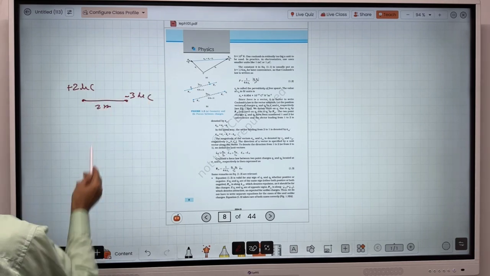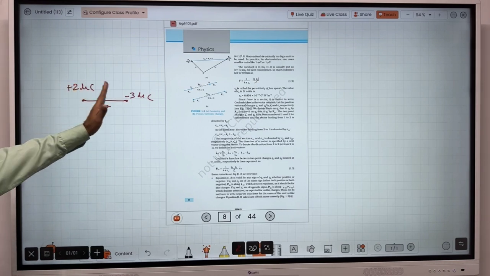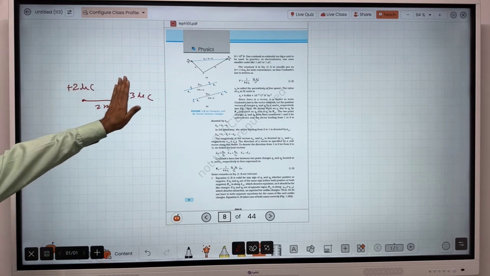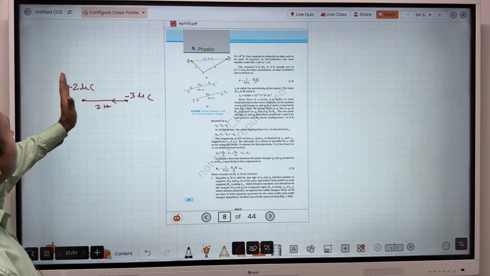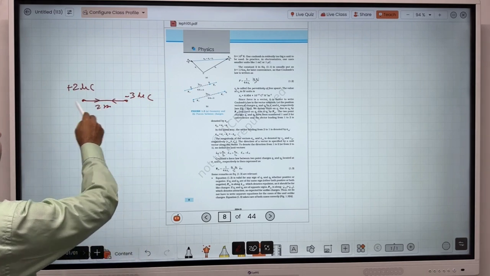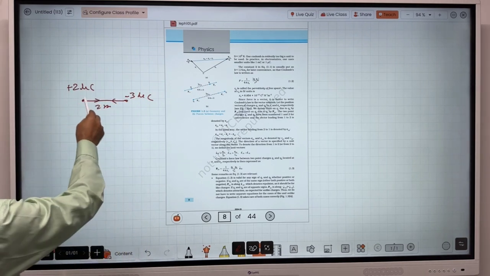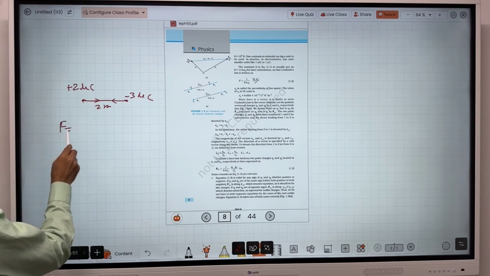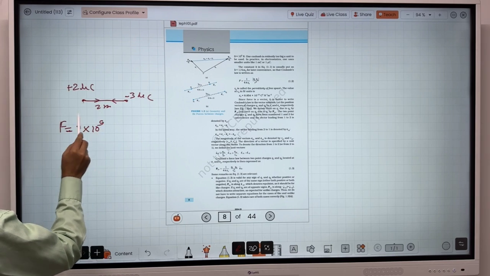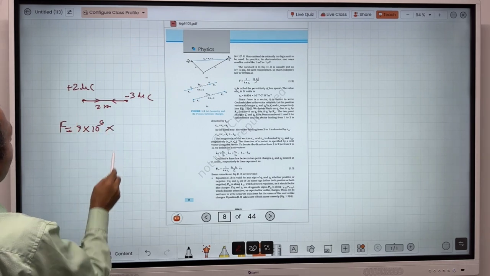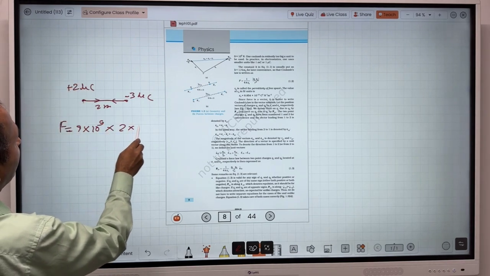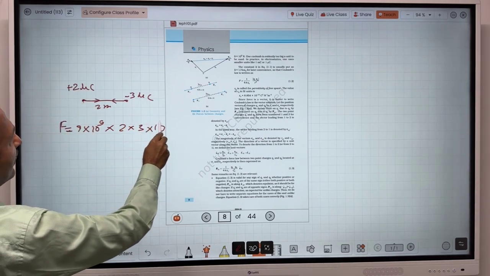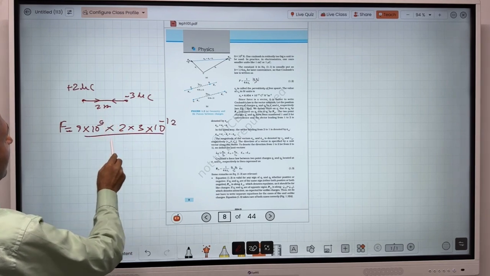Now what will happen? This charge will exert an attractive force on this charge, so it will try to move in this direction. Or if you take it stationary, then this charge will move in this direction. So the direction we will indicate like this. So if you want to evaluate the force on this charge, you can say it will be 9 into 10 to the power 9 into the product of the two charges, so 2 into 3, and it is in microcoulomb, micro means 10 power minus 6, twice, so 10 power minus 12, divided by the separation square, 2 square, Newton.